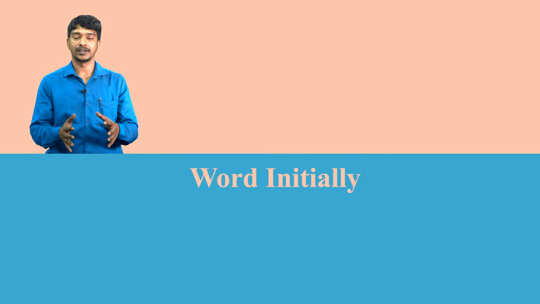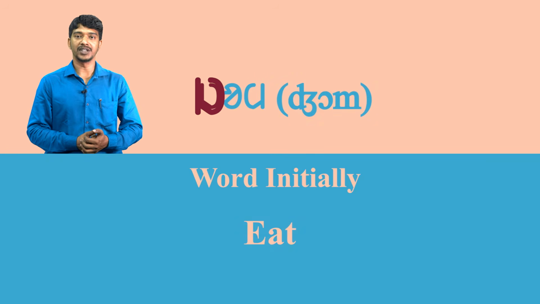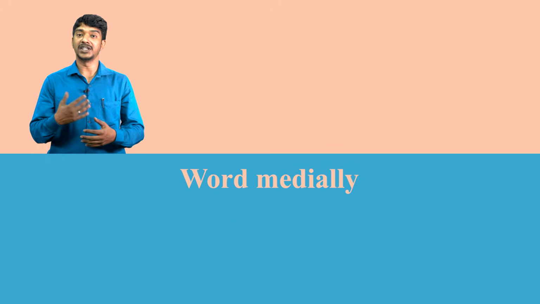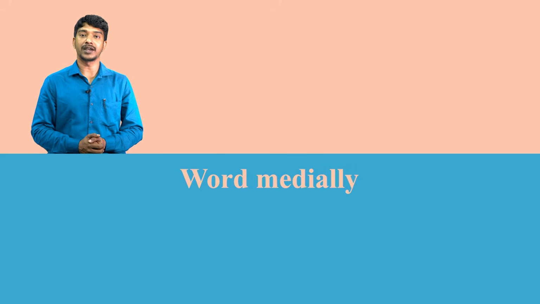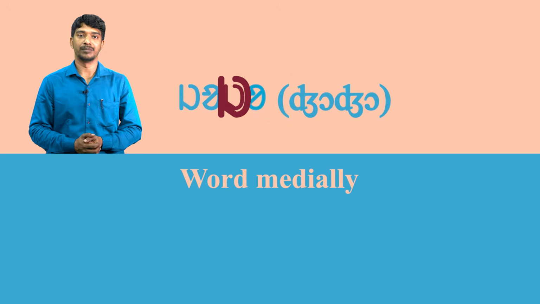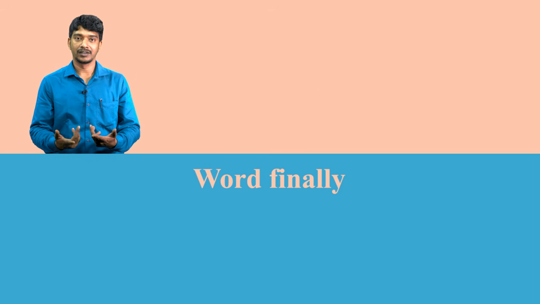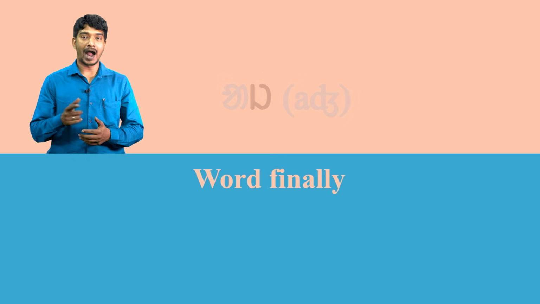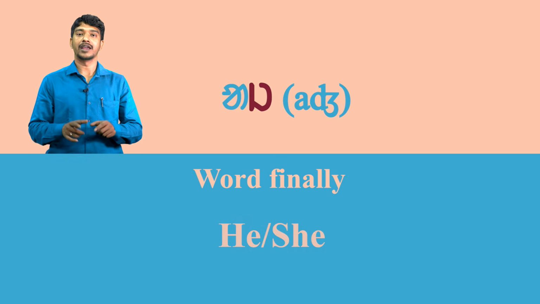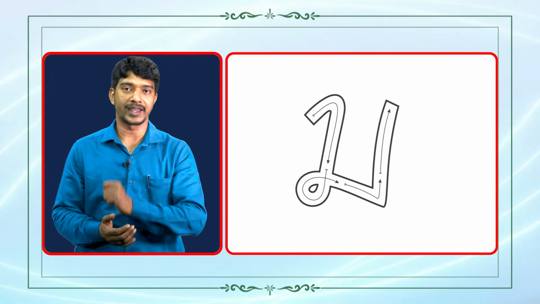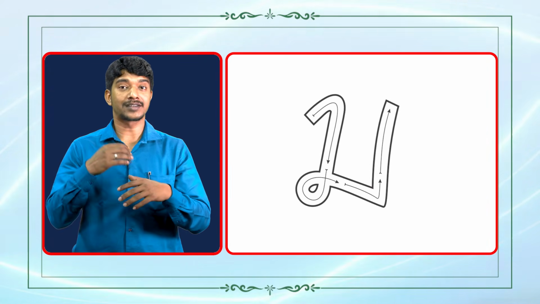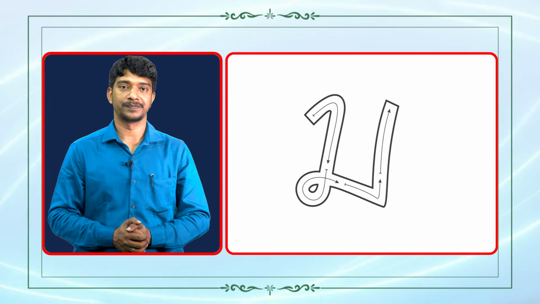Word initially, jom means eat. Word medially, it can appear in jojo, which means tamarind. Word finally, it can appear in I, which means he or she. Santali has a separate handwritten form of I. It looks like this. Now let's try to write this letter.